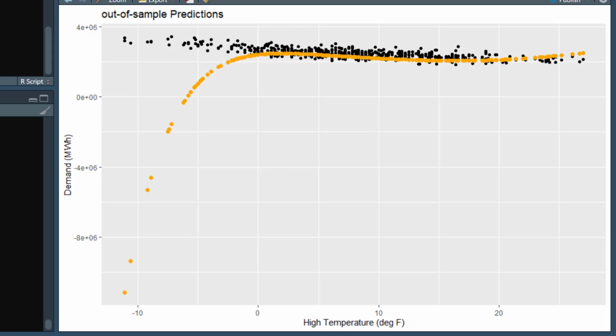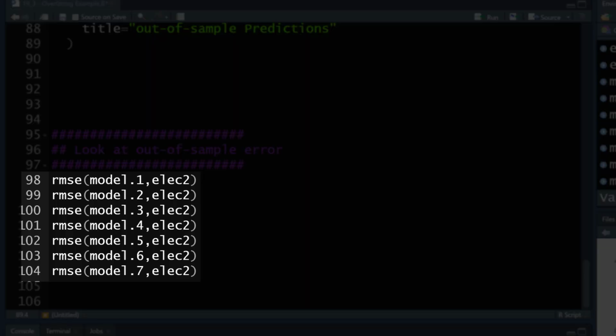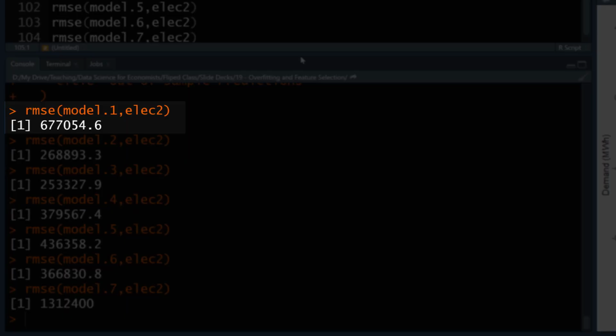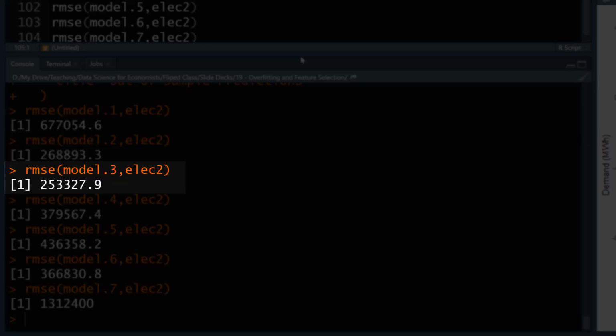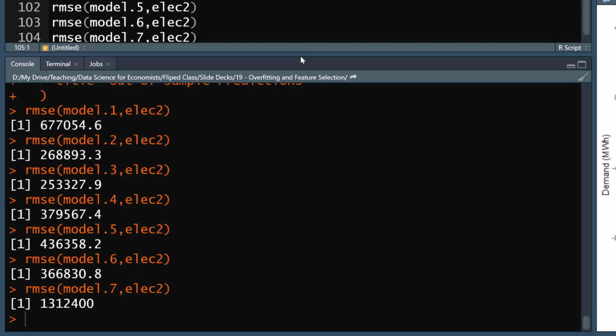We could evaluate each possible model, not using the data that we trained it on, but out of sample fit instead. So going back to my code, what I do here is I take each of those models that we trained on the original data and compute the root mean square error from that model on the new data. I'll run that code. Looking at the output, you can see the root mean square error when there's just a single term of high temperature is 677,054. It drops substantially adding a square term. It drops even more adding a cube term. But then after that, the root mean square error starts to increase. This should suggest to us that maybe including a third polynomial term is probably as far as we want to go if we want an accurate model.